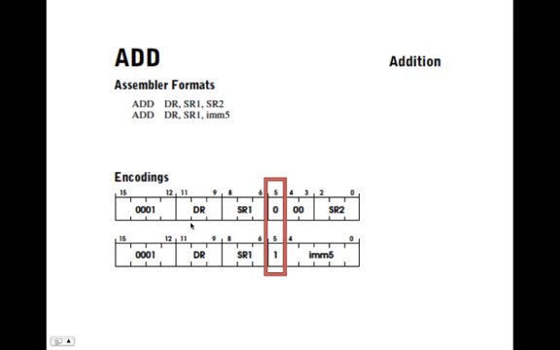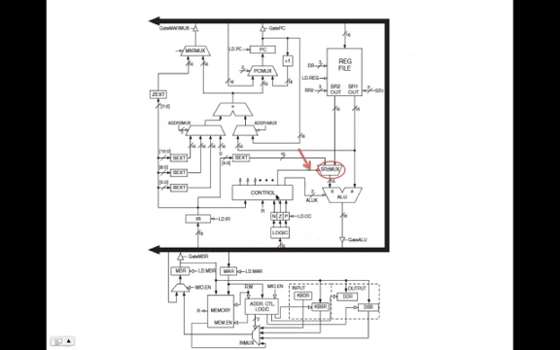The machine language encoding for this instruction uses the 5th bit to determine the difference between the addition of two registers versus the addition of a single register and a 5-bit sign extended binary number. This 5th bit, as you can see here, is a control signal to the SR2 mux, which determines the second operand that enters the arithmetic logic unit where the actual addition process is carried out.